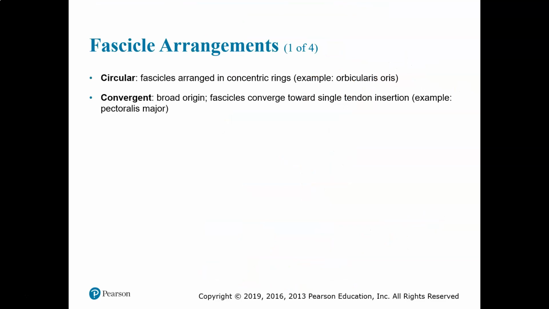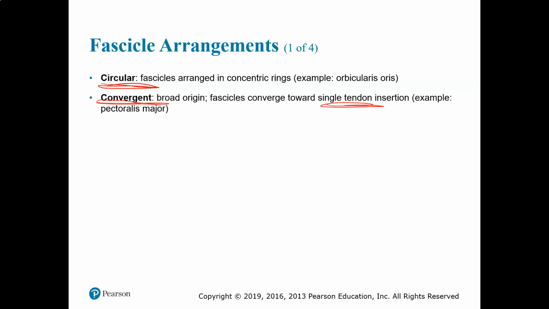Fascicle arrangements can be used as well when we're talking about circular. The fascicles are arranged in circular rings, and convergent is the ones where they're arranged kind of like a fan. They converge toward a single point. So the pectoralis major was convergent, and the orbicularis oris and orbicularis oculi are circular.